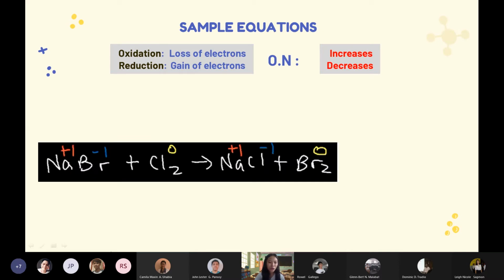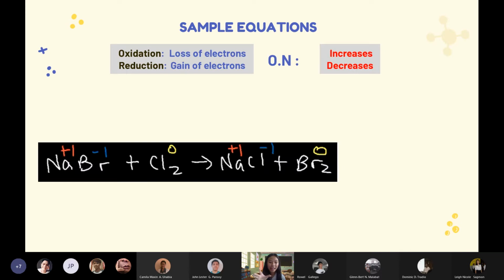First, look at the sodium. What can you observe about the sodium, the Na? What can you observe about the oxidation number? Positive 1, because it belongs to group A. On the left side it is positive 1 and on the right it is still positive 1, so nothing changes. There's nothing to worry about there.